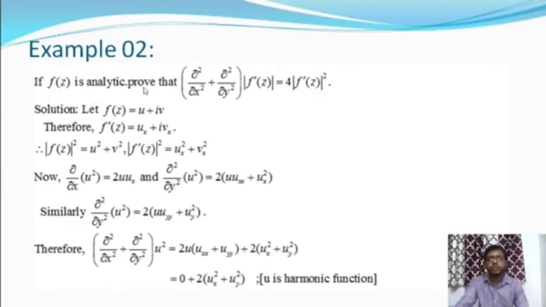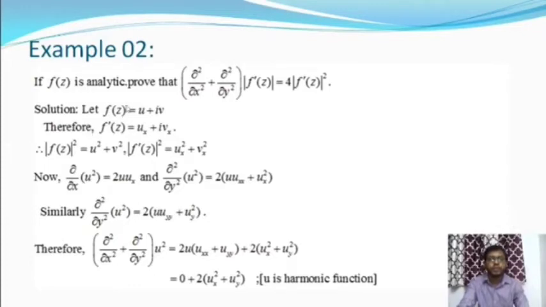Okay, so then prove that del 2/del x square plus del 2/del y square of mod of f dash z, and f dash z is the derivative of f of z, equals 4 into modulus of f dash z whole square. Okay, so let's start. So here f of z is equal to u plus i v. So f of z is any function, and u is a function of x comma y, and v is a function of x comma y as well.